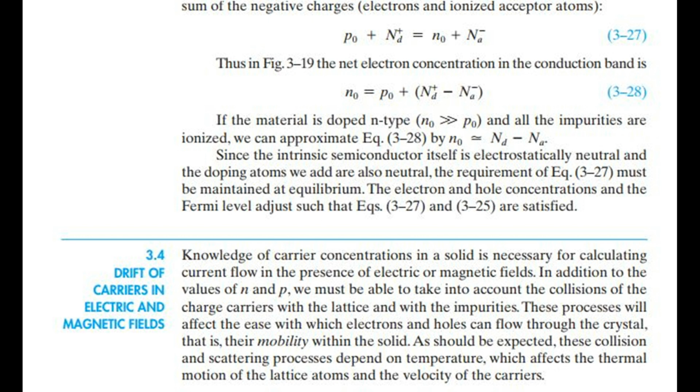Knowledge of carrier concentrations in a solid is necessary for calculating current flow in the presence of electric or magnetic fields. In addition to the values of n and p, we must be able to take into account the collisions of the charge carriers with the lattice and with the impurities. These processes will affect the ease with which electrons and holes can flow through the crystal, that is, their mobility within the solid. As should be expected, these collision and scattering processes depend on temperature, which affects the thermal motion of the lattice atoms and the velocity of the carriers.